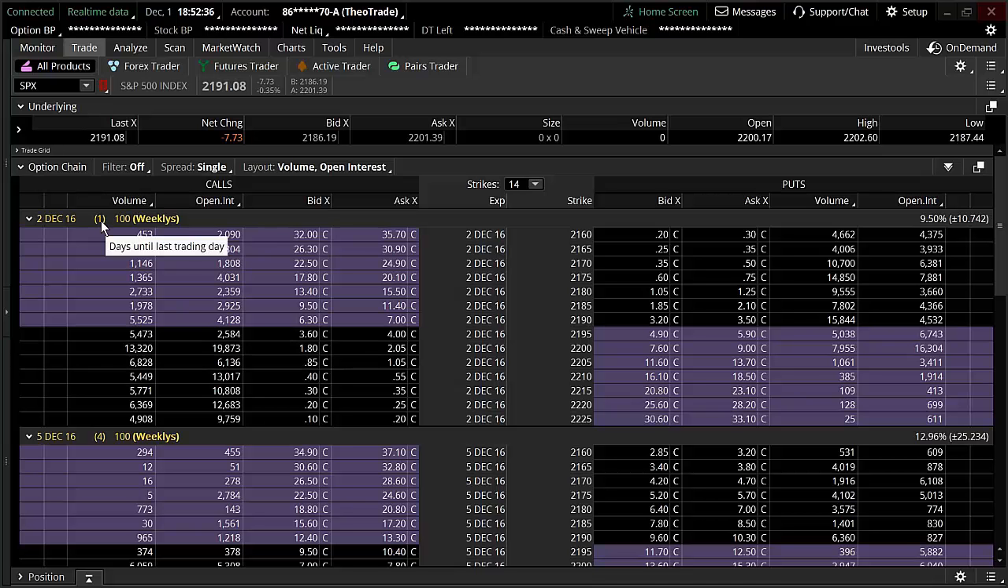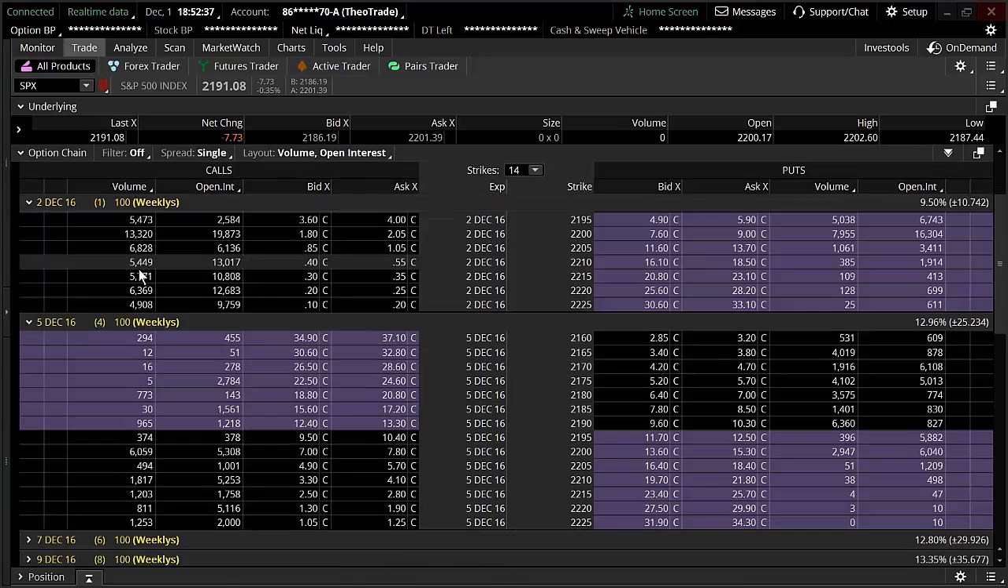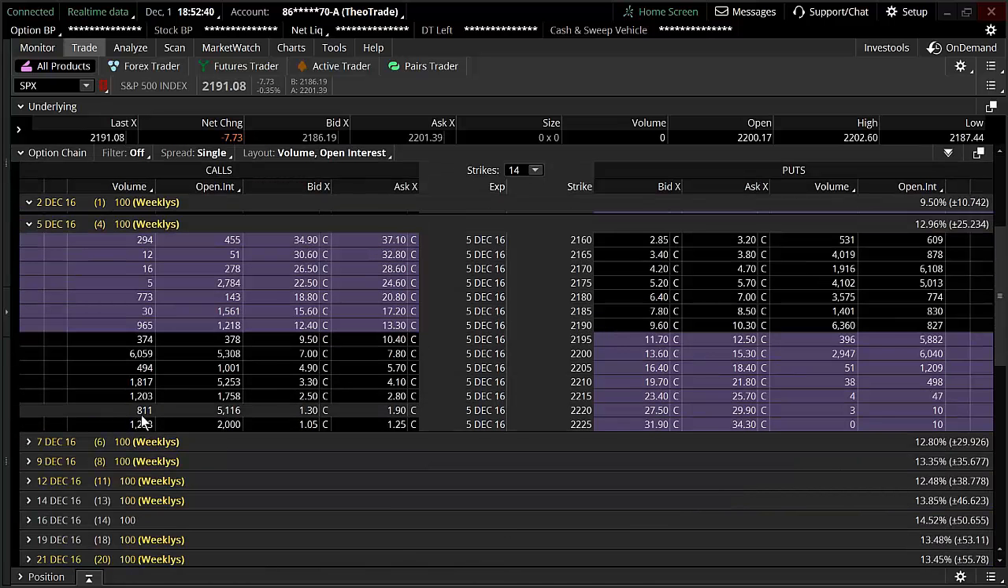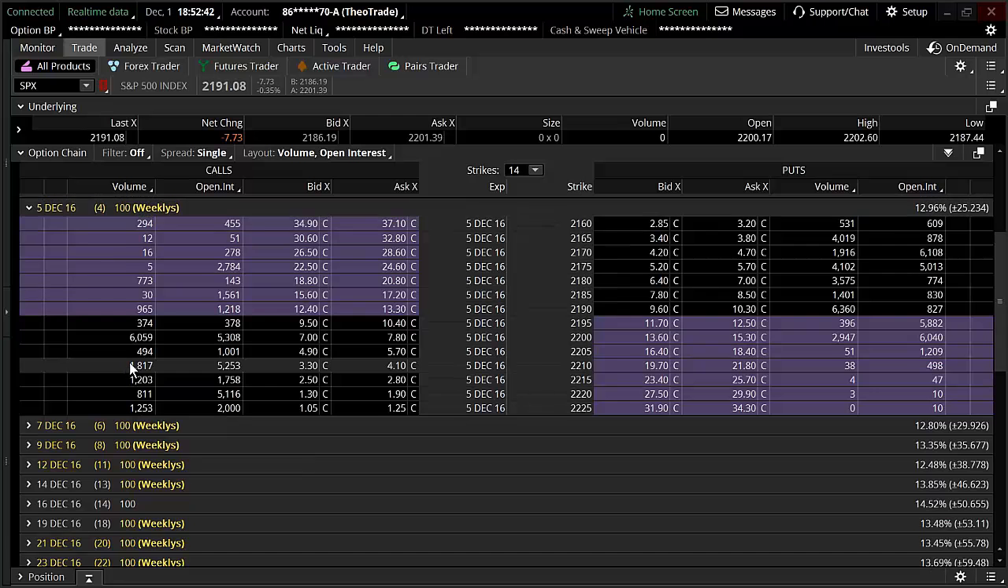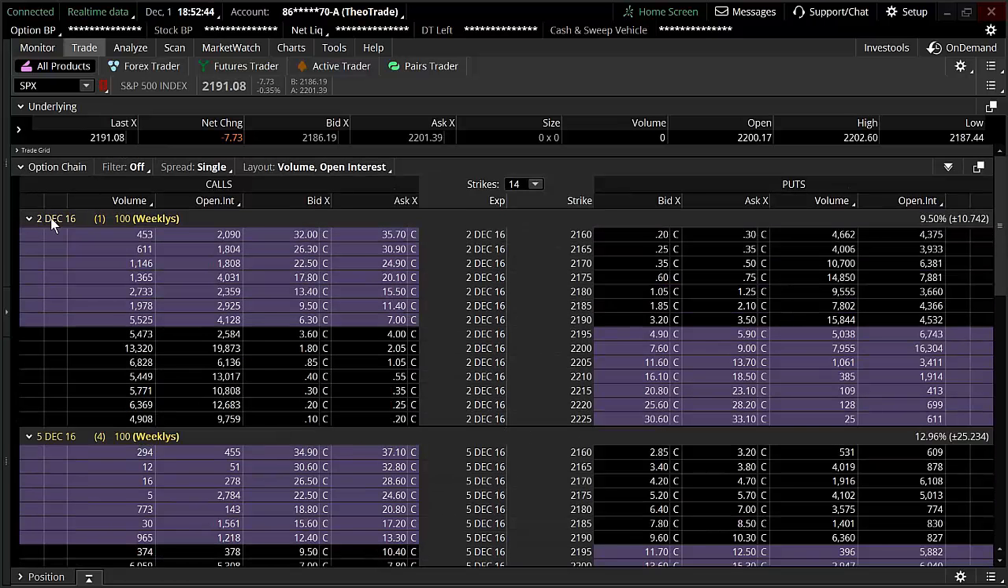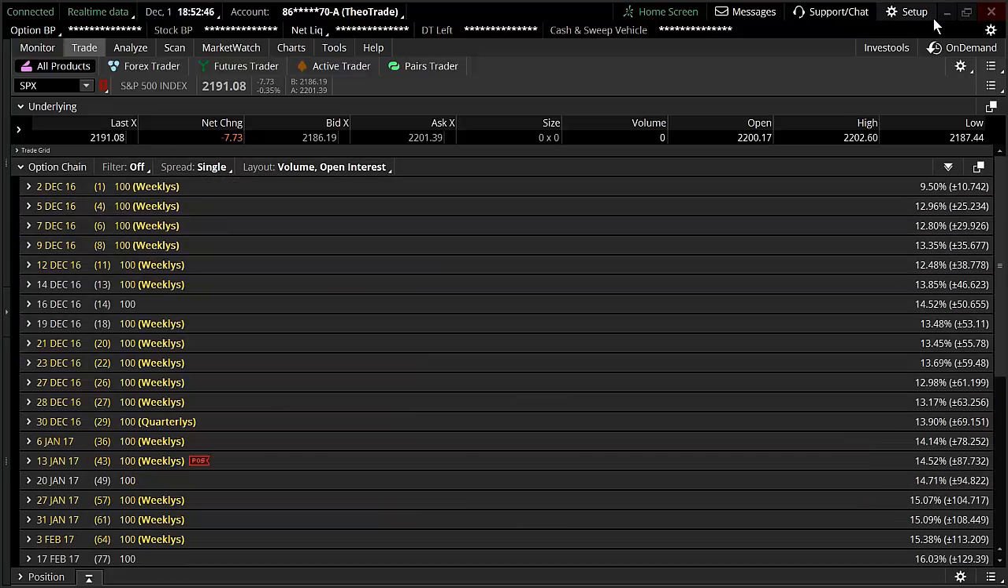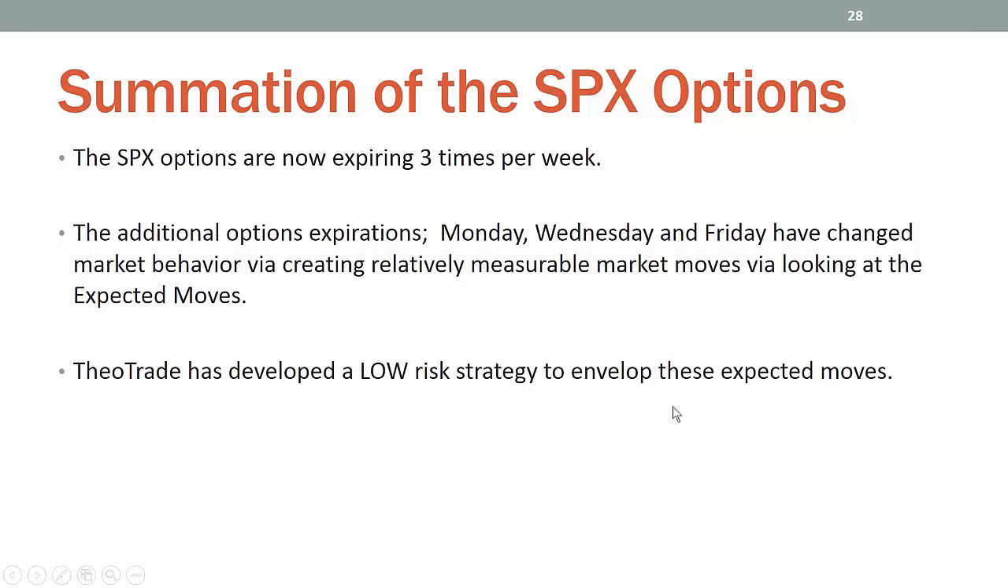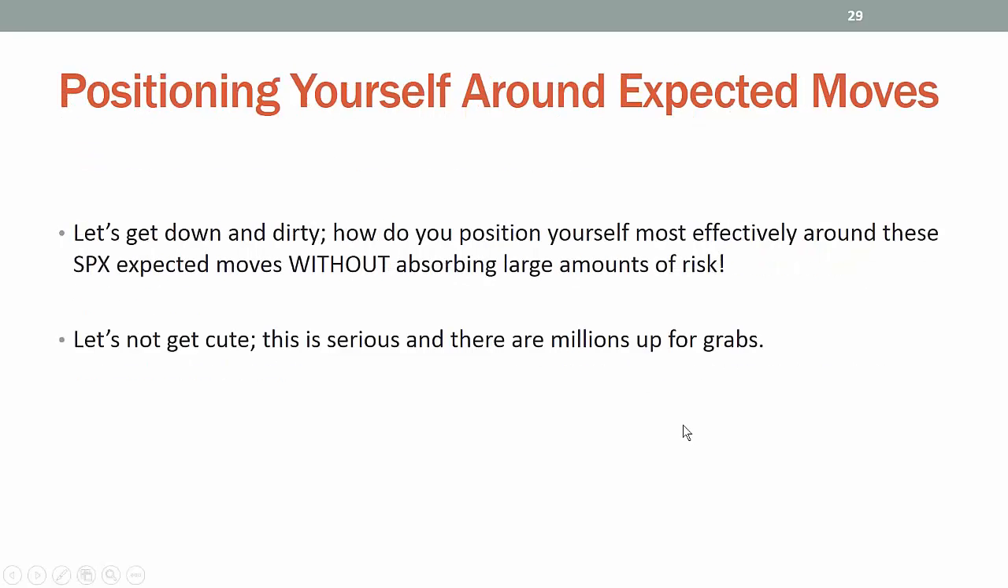This option only has 1 day to live. The 4-day options, they're trading right now in the heaviest fashion possible, the shortest expiration. It's moving the markets, okay? It's manipulating the markets. That's what this is about. Again, we developed a low-risk strategy to envelop these moves. Position yourself around expected moves.